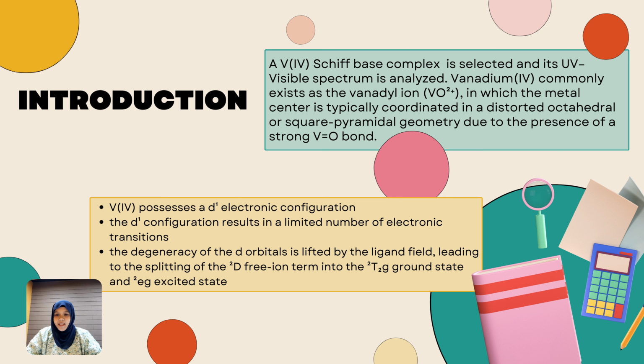Vanadium(IV) commonly exists as the vanadyl ion or VO2+. Its metal center is typically coordinated in distorted octahedral or square pyramidal geometry due to the presence of a strong V=O double bond. The number of possible electronic transitions is limited because only one d electron is present. Thus, the V(IV) ion possesses a d1 electronic configuration. The degeneracy of the d orbitals is removed by the ligand field, so the splitting of the 2D free atom term into 2T2g ground state and the 2Eg excited state.